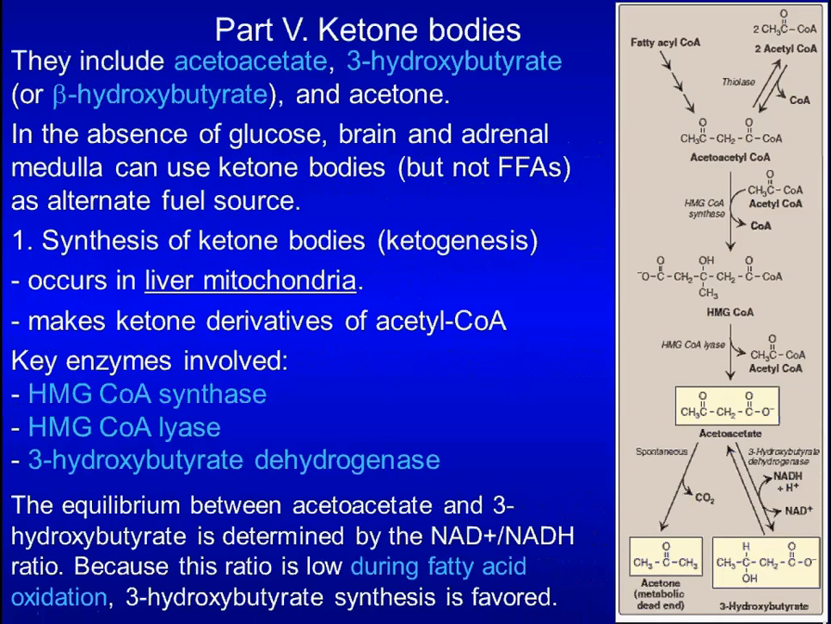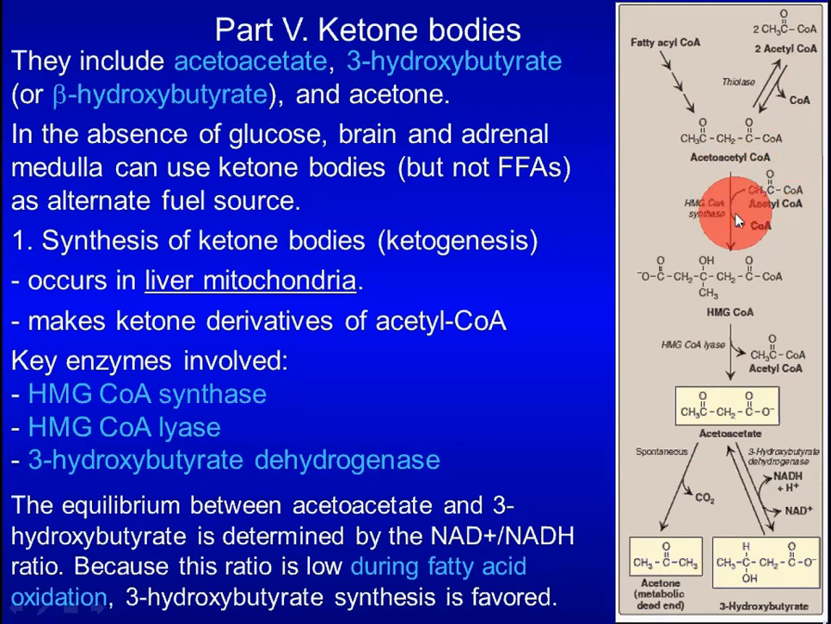Ketone bodies include acetoacetate, 3-hydroxybutyrate, and acetone. Synthesis of ketone bodies occurs in the mitochondria of liver cells. It involves 3 key enzymes. The first step, 2 acetyl-CoA combine to make acetoacetyl-CoA, 4 carbon. Second step, add 1 more acetyl-CoA. The result is HMG-CoA, 6 carbon.